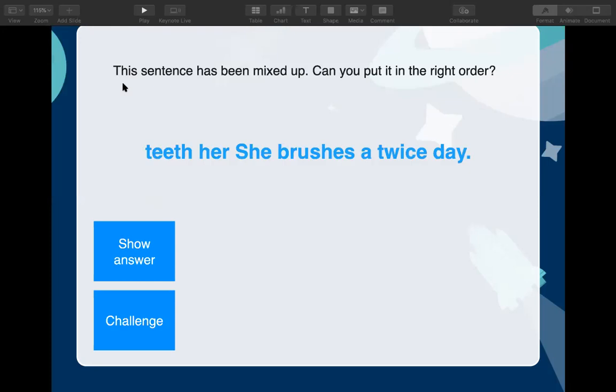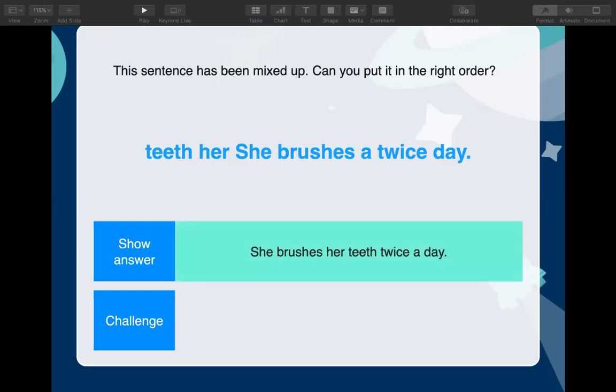Here we have another exercise. It says, this sentence has been mixed up. Can you put it in the right order? First, you're going to write this in your notebook, and you're going to write the answer also in your notebook. Yes? Or only write the correct answer in your notebook so you don't write a lot. So guys, what is the correct order of this sentence? Pause the video, write your answer, and when you're ready, you can press play. All right, let's get ready.